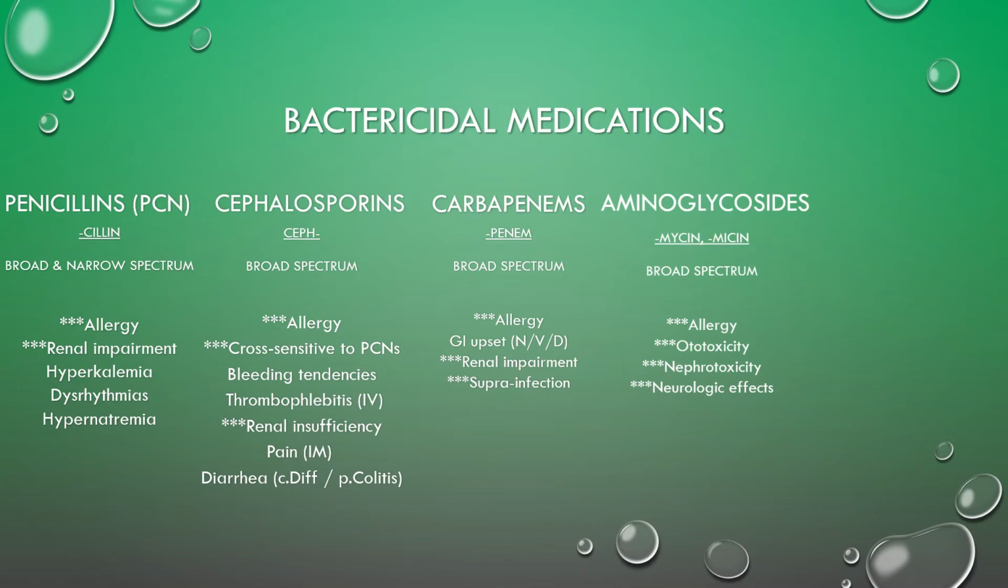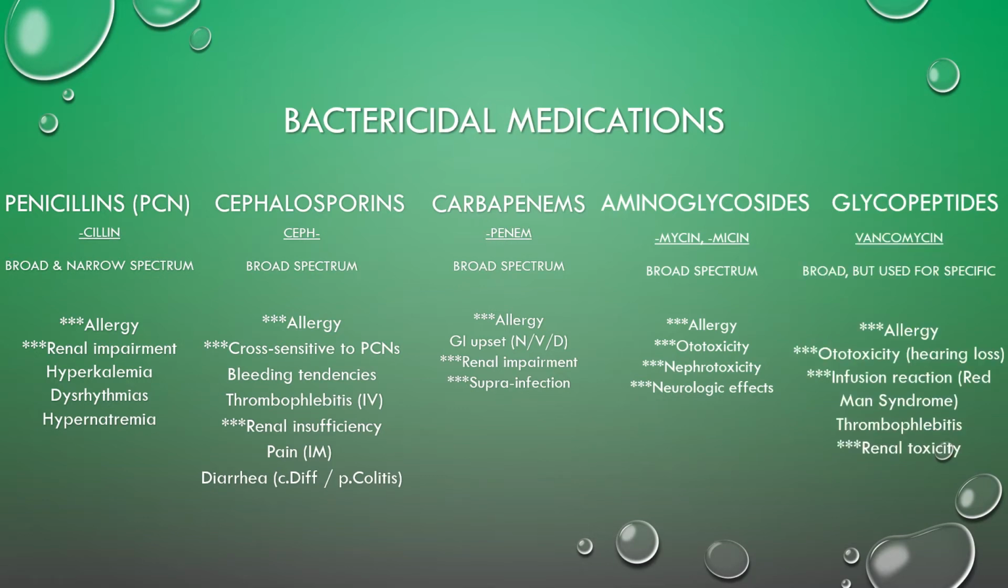Aminoglycosides are going to be micins, with a Y or an I. These are also broad spectrum. You have the allergic reaction, the kidney issues, but you also have neurological effects and ototoxicity.